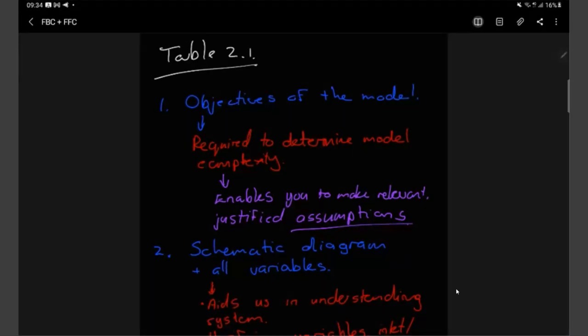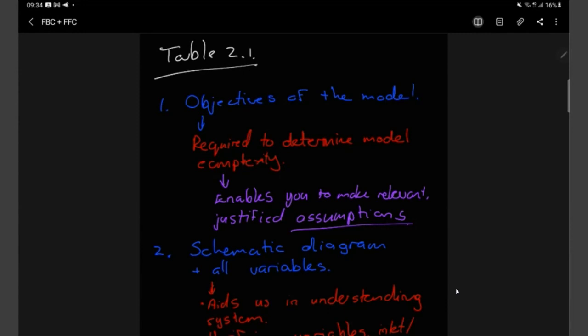So you have to have an idea of what you want to do before you can start determining the model of the system. You can't just go and say, hey, let's write all the equations in the world down and see which are applicable at a later stage. That's a very time-consuming way of doing it.